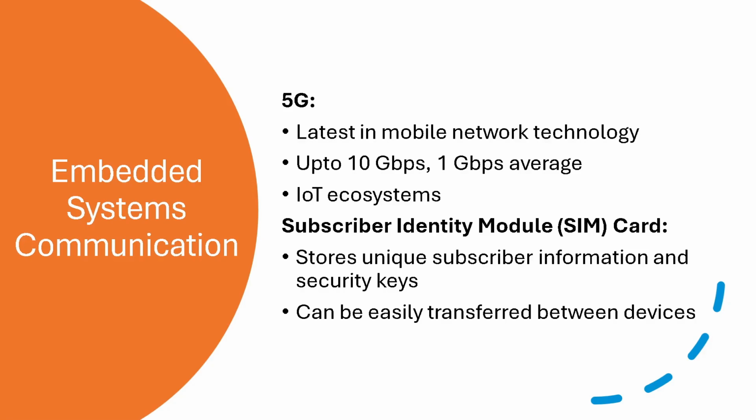Embedded system communications. 5G. 5G is the fifth generation of mobile network technology, offering high speed, low latency communication suitable for a wide range of applications, including embedded systems. It provides data rates up to 10 Gbps, enabling rapid data transfer, and gives 1 Gbps on average. It is quite useful in IoT devices since it enhances connectivity and data exchange in smart homes, devices, and cities.